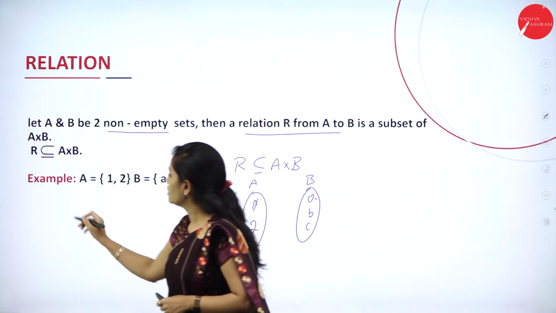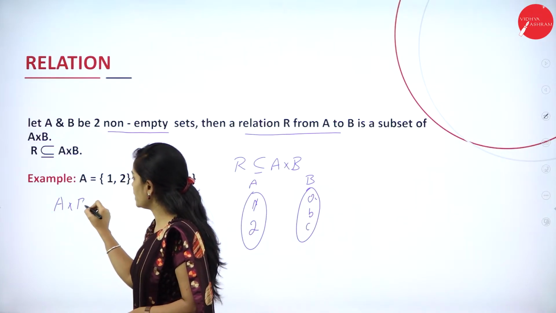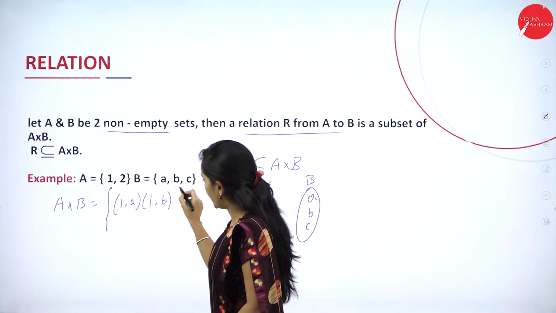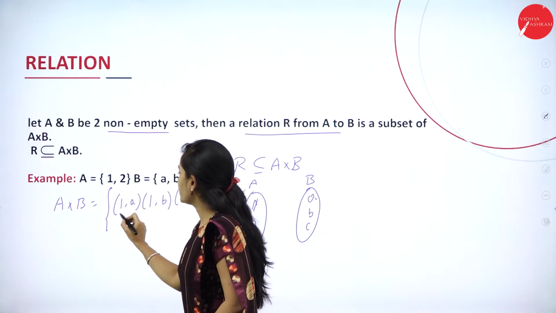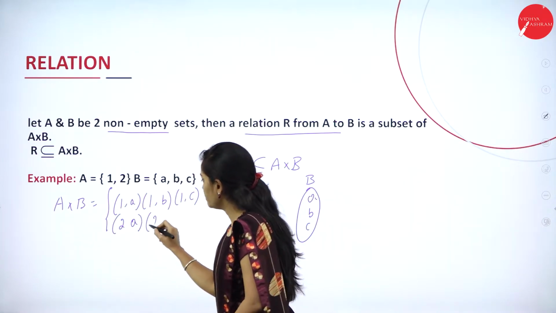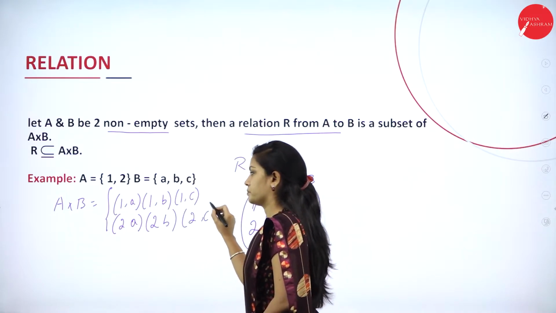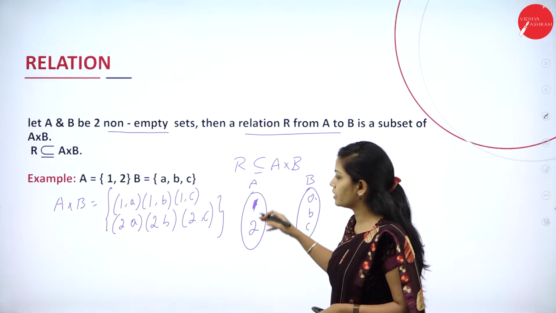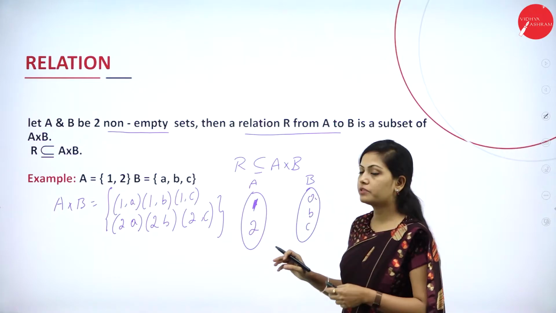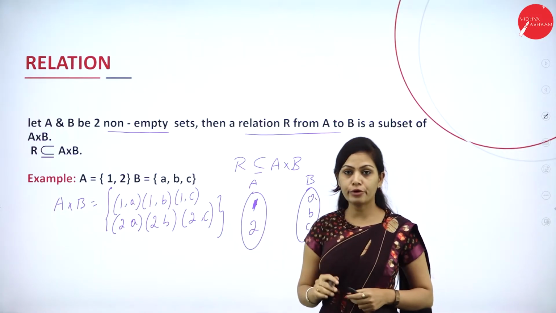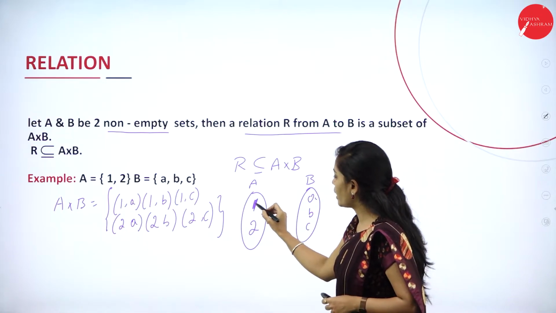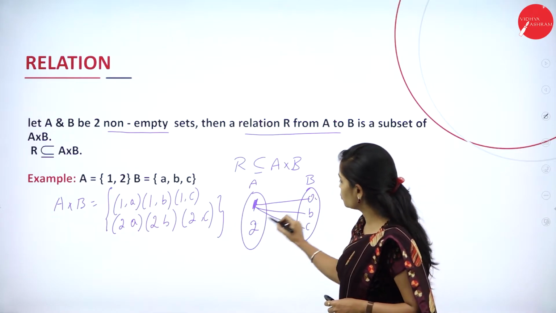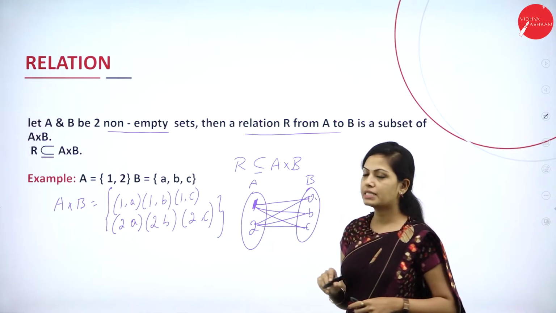So here, find the Cartesian product A cross B, which is equal to 1A, 1B, 1C, again 2A, 2B and 2C. So first find the Cartesian product and then you can write the arrow diagram. In set A I have 1 and 2. In set B I have 3 elements, A, B, C. So using an arrow diagram you can represent the relationship. So 1 is linked to A, 1 to B and 1 to C. Again 2 to A, 2 to B and 2 to C.